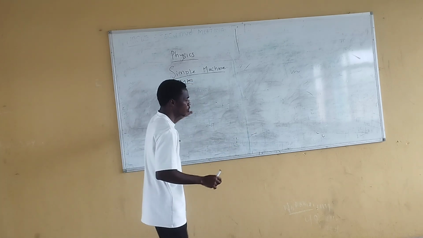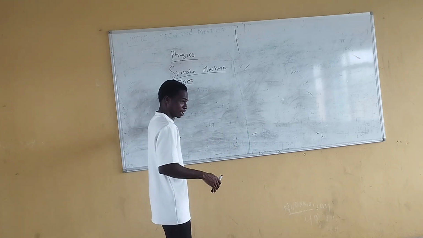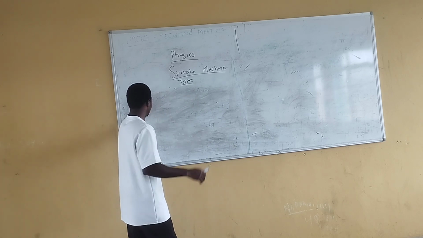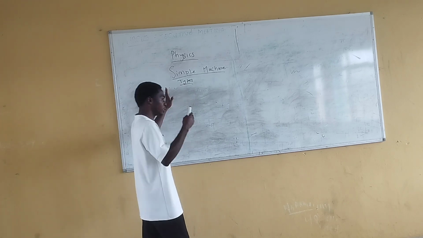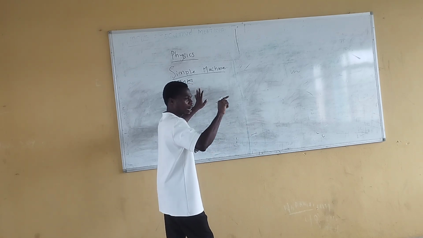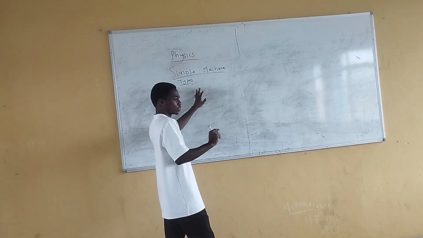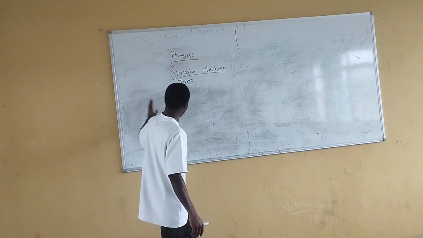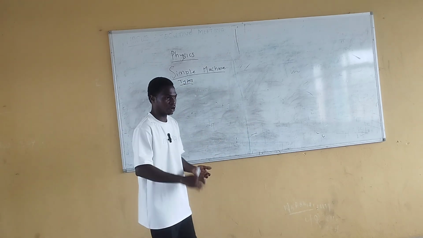If you can identify the velocity ratio of each machine, we have pulley system, inclined plane, wheel and axle, then we have screw. For pulley system, the velocity ratio is just the number of blocks. For inclined plane, it is 1 over sin theta. For wheel and axle, the velocity ratio is big R over small r, where R is the radius of the wheel and small r is the radius of the axle. For screw, we have 2 pi r over p. The only thing that differs is the velocity ratio. Efficiency and mechanical advantage formulas are always constant.